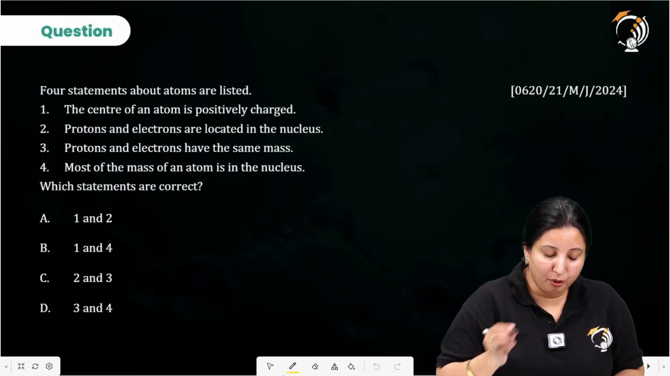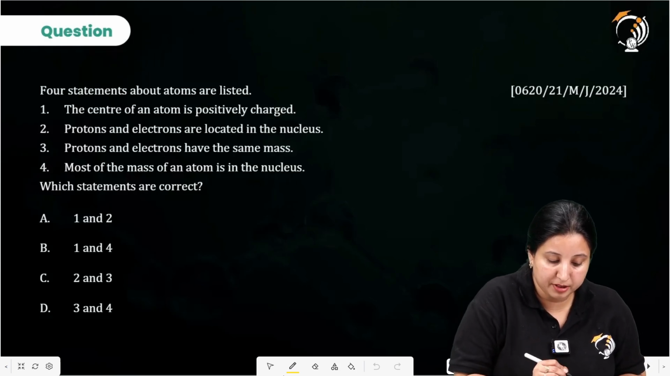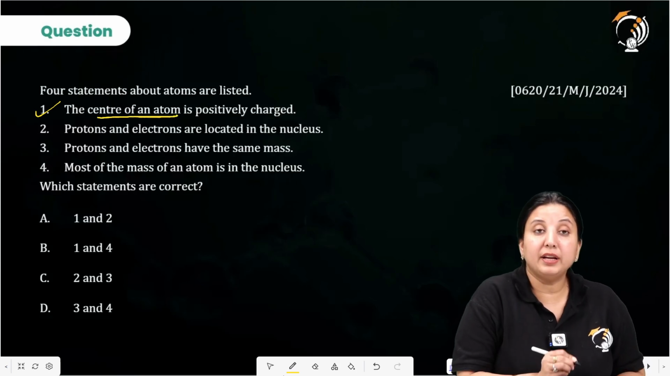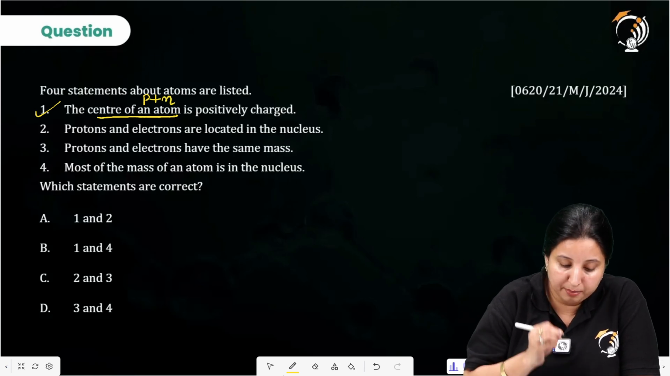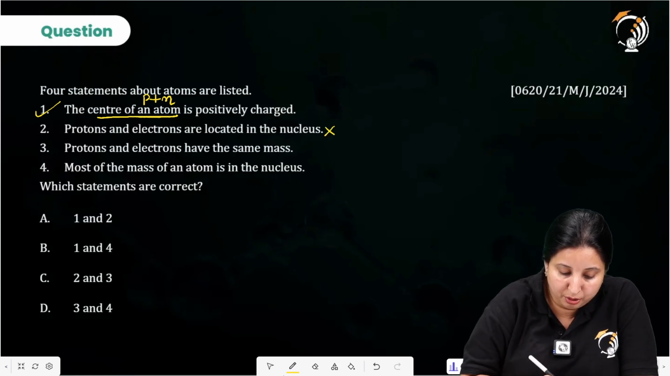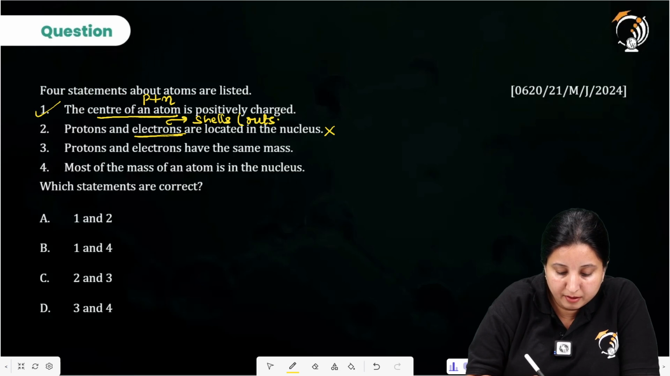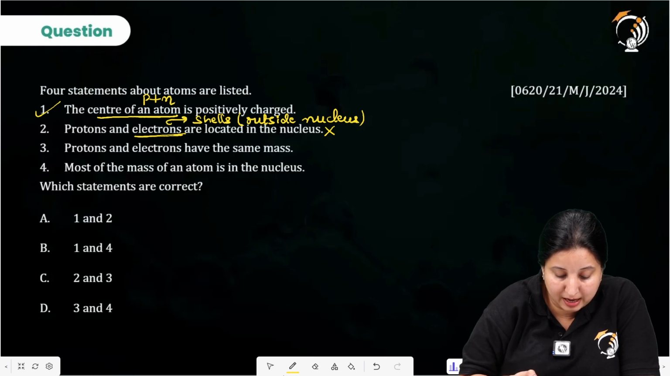Next question. Four statements about atoms are listed. The center of an atom is positively charged. This statement is correct. Why? Because at the center of the atom we have seen that we have the presence of protons and neutrons, and protons are positively charged. Protons and electrons are located in the nucleus. No, as electrons are located in the shells, or you can mention outside the nucleus.